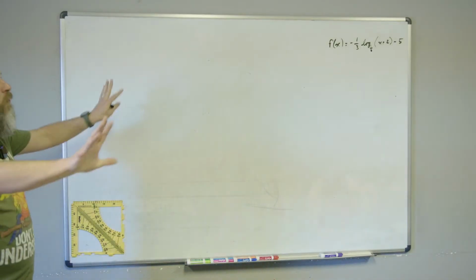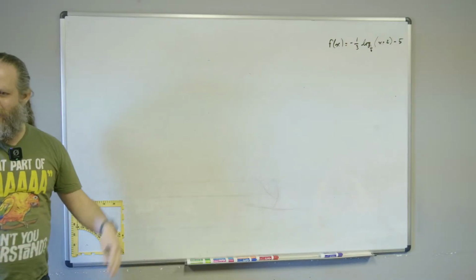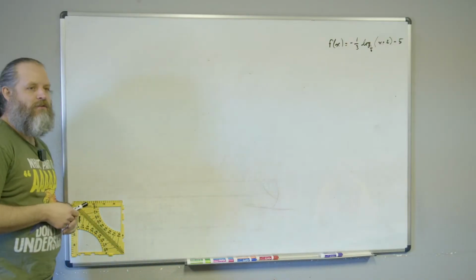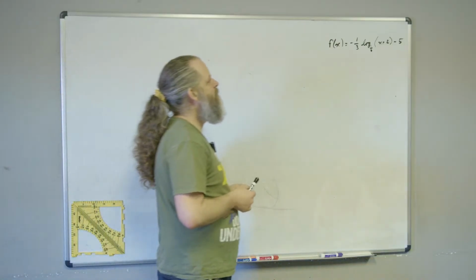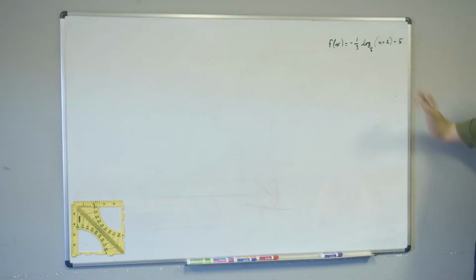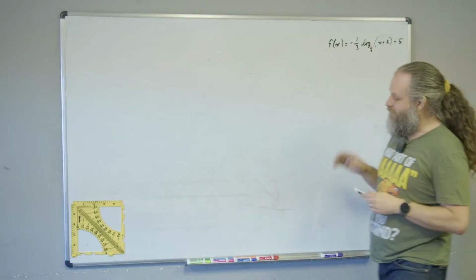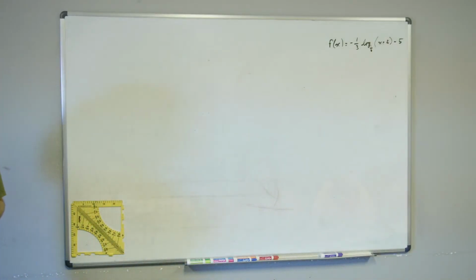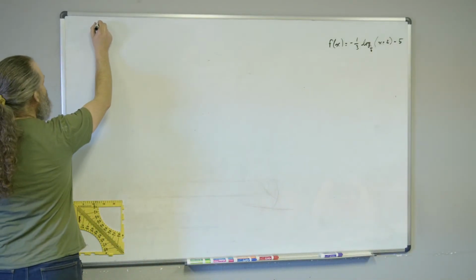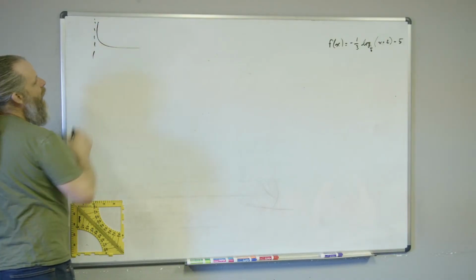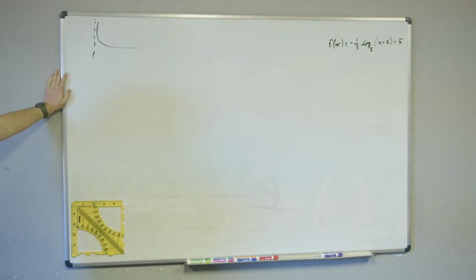Continuing on. Which parent function is this? Is this logarithmic growth or is this logarithmic decay? This is decay. How do I know? What is it? The base. The base is less than 1, so it's decay. So the decay parent function looks like what? It's going down, right? Like that, with an asymptote here. Now, how does this change the parent function?